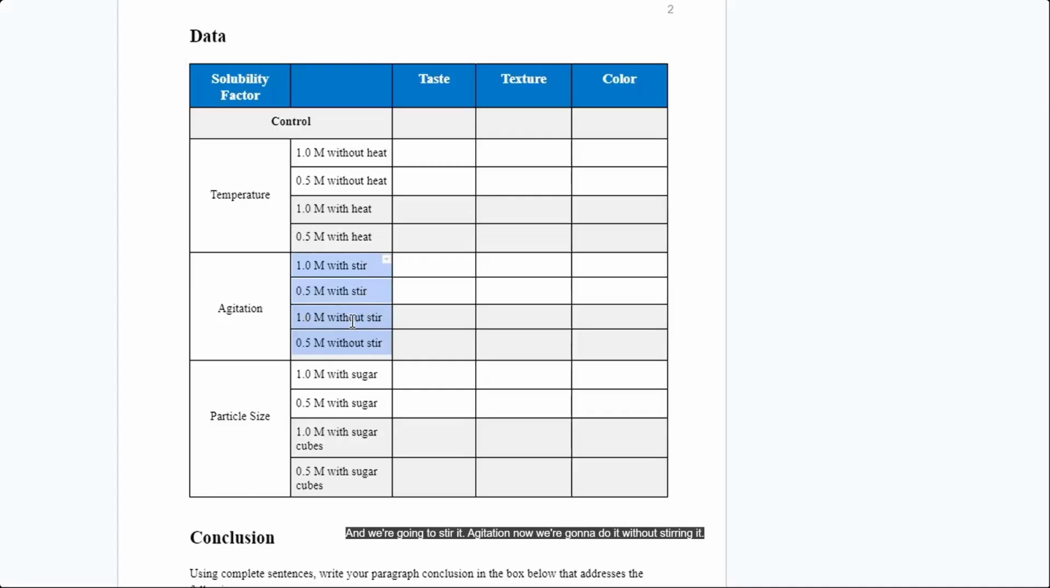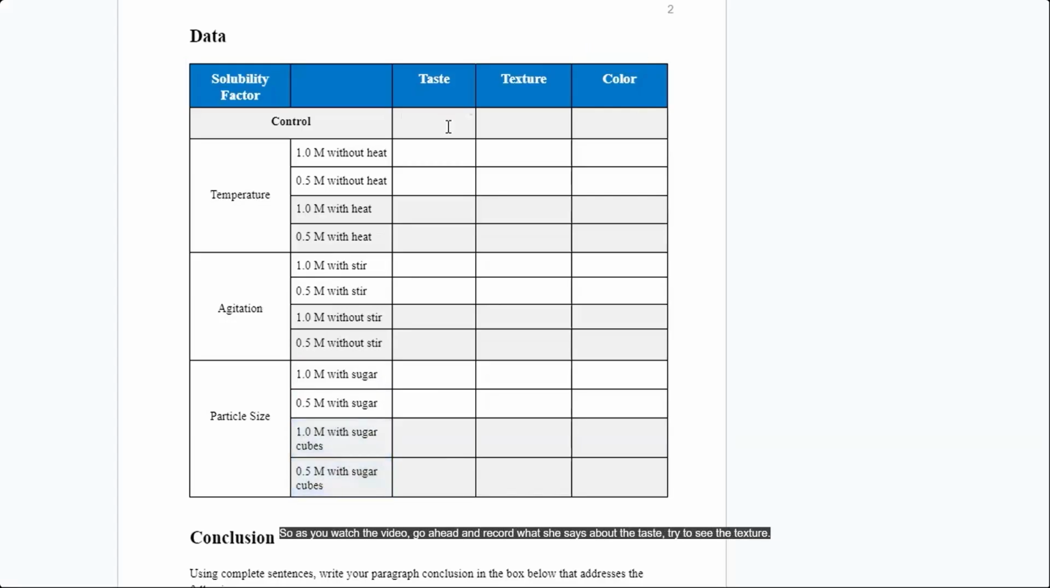Agitation, now we're going to do it without stirring it. So we're not going to agitate it. And finally, the particle size. With this sugar, this is actually granulated sugar. We tried not to make the data table too congested. So the first two here are with granulated sugar, the small little pieces of sugar that are very hard to pick up if you spill on the counter. And then we're going to do it with sugar cubes, which are the larger blocks of sugar.